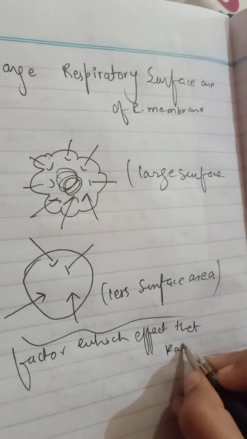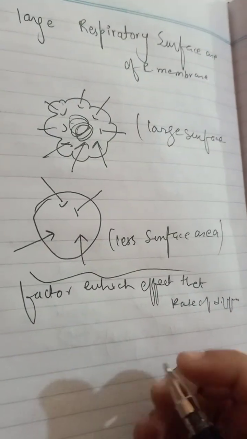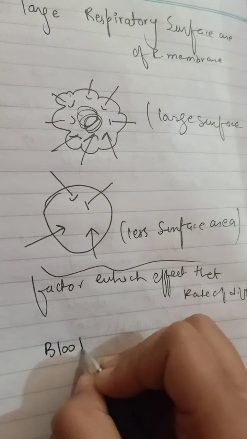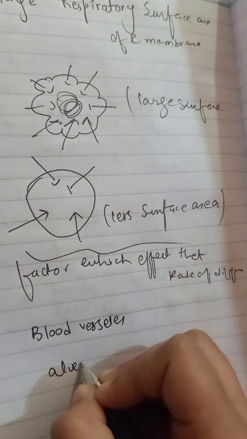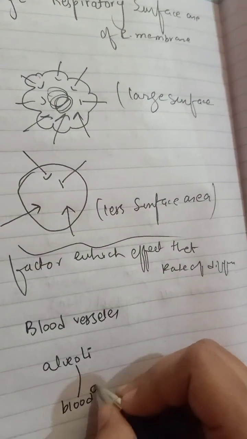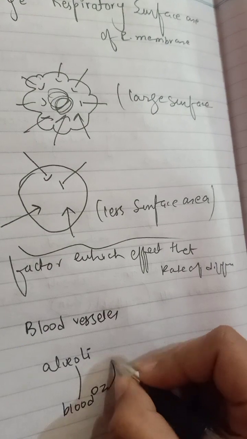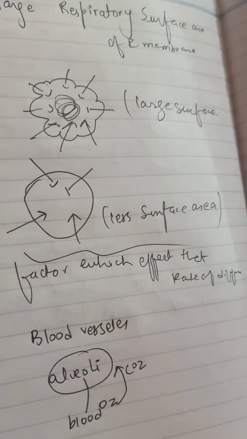Okay, now we are going to discuss the factors which affect the rate of diffusion. It depends upon more blood vessels, like the network of blood vessels for the alveoli, from alveoli to blood for the passing of the oxygen, and then releasing of the carbon dioxide from the alveoli to release out from the body.